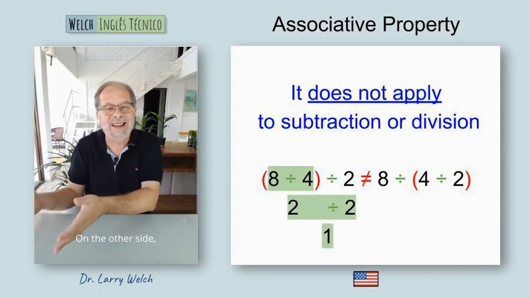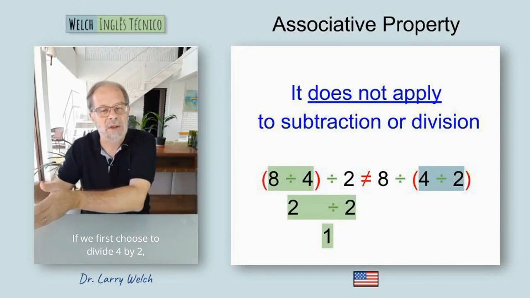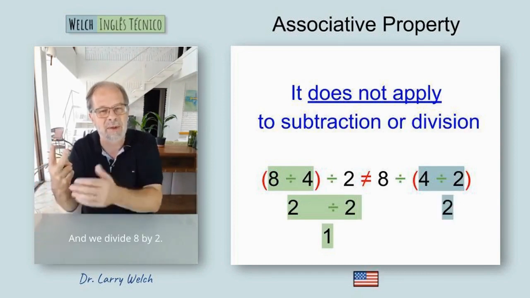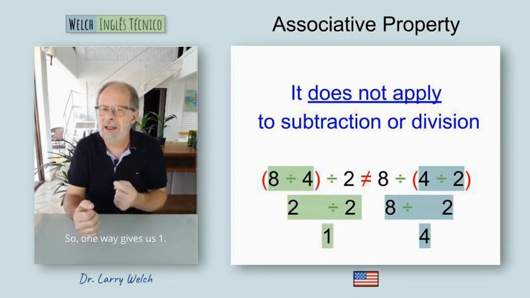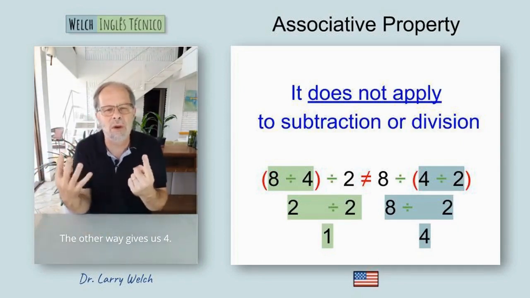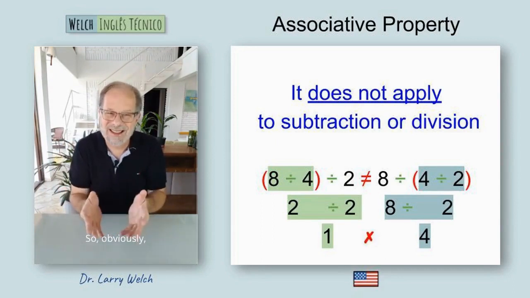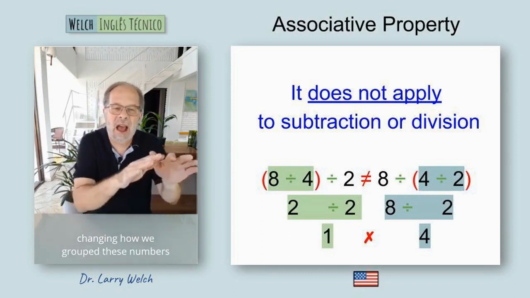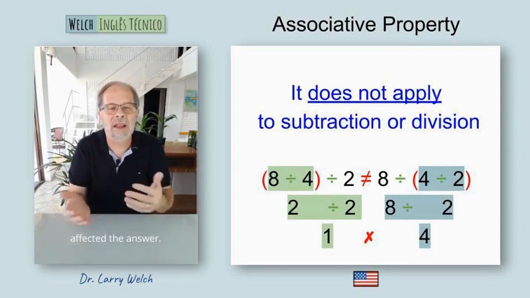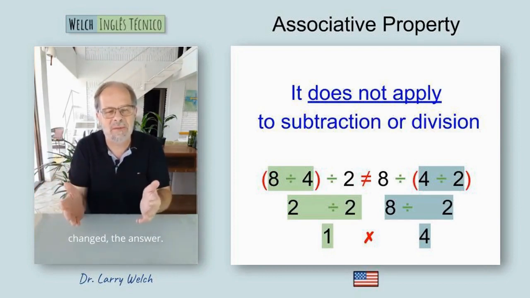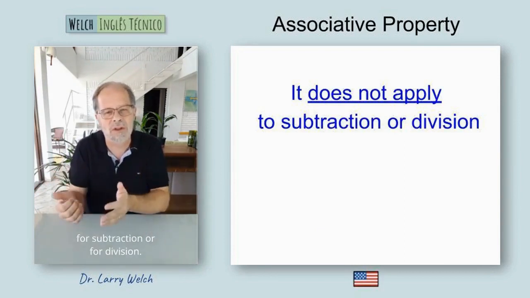On the other side, if we first choose to divide 4 by 2, that gives us 2. And we divide 8 by 2, that gives us 4. So one way gives us 1, the other way gives us 4. Those are different. So obviously, changing how we grouped these numbers changed the answer. So it did not work for subtraction or for division.